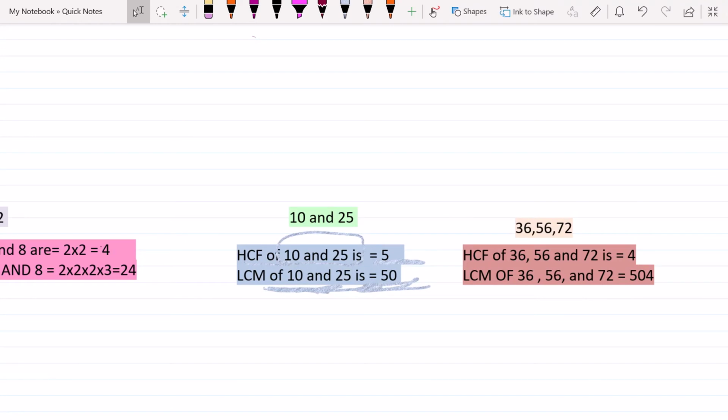And our last example was finding the HCF and LCM of 36, 56, and 72. The HCF of those numbers was 4, and the LCM of those numbers was 504.